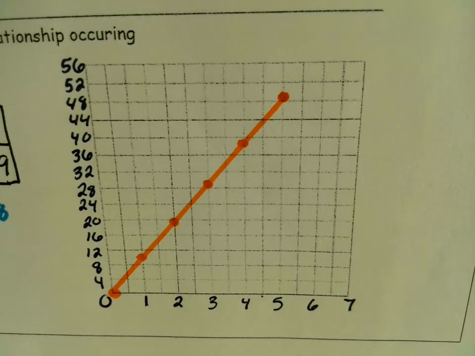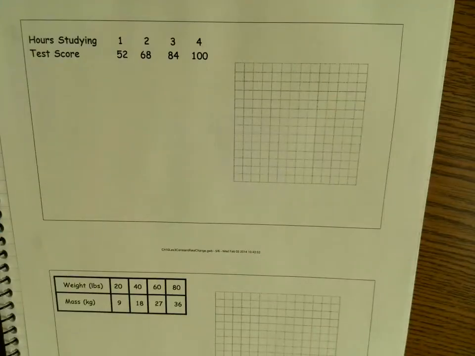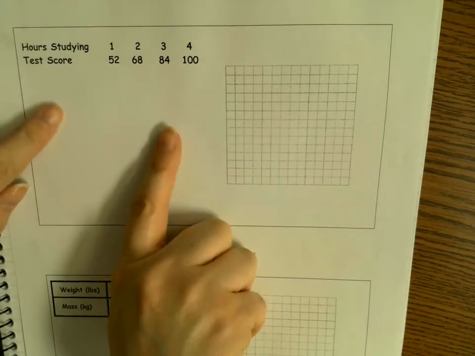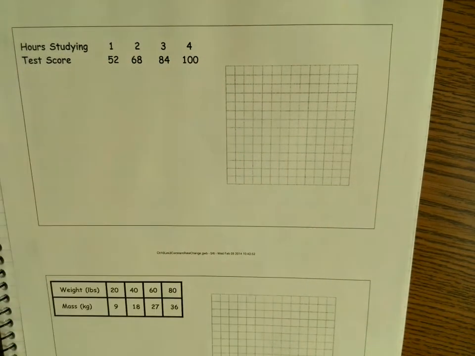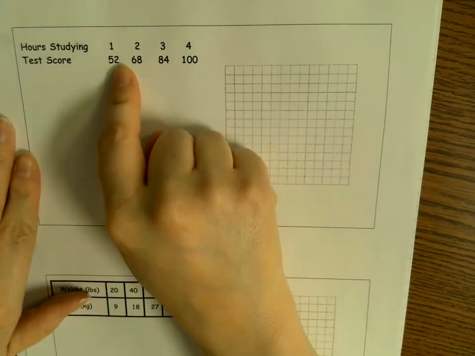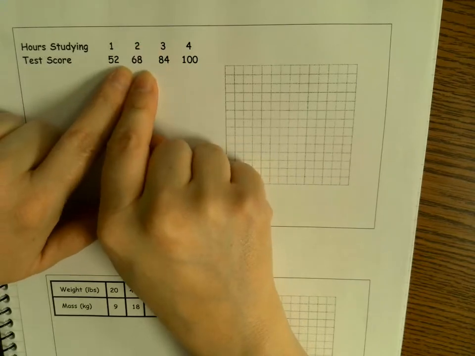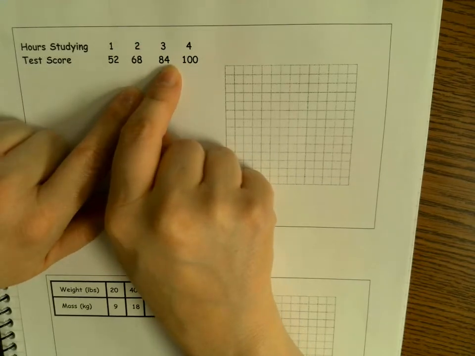All right, let's go over each of these. So this is talking about the hours that you spend studying compared to the test score that you might receive. If you only spend 1 hour studying, it might be a 52. Those who spent 2 hours studying got the 68. 3 hours studying was an 84. 4 hours studying is a 100.